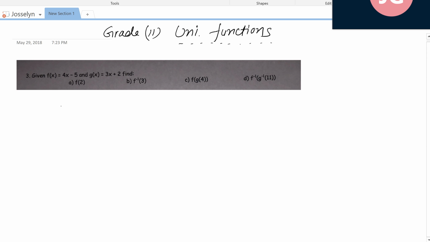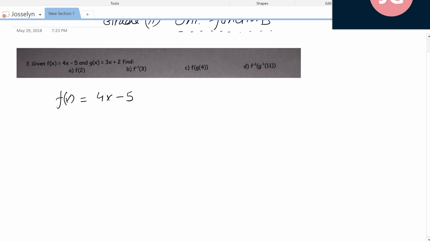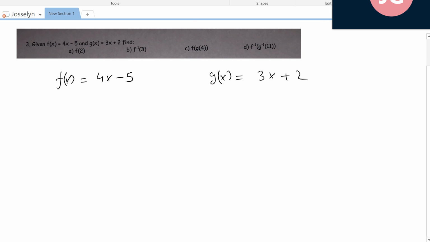Given function is f of x equals 4x minus 5, and that is a linear equation, right? Yep. Linear means power is 1. The power of x is just 1. And g of x is another function. And we have to find f of 2.